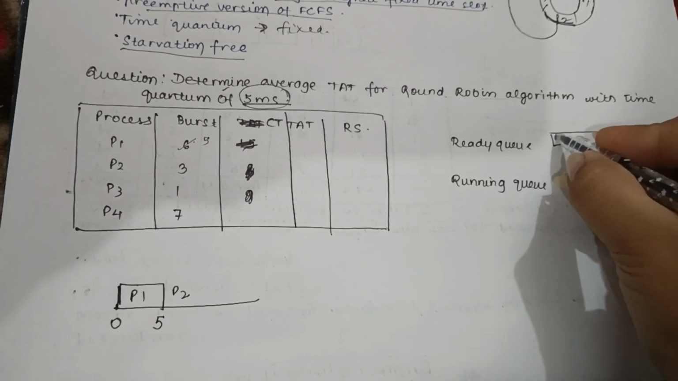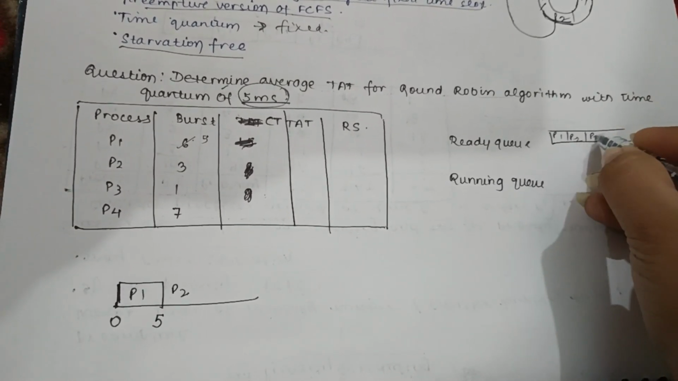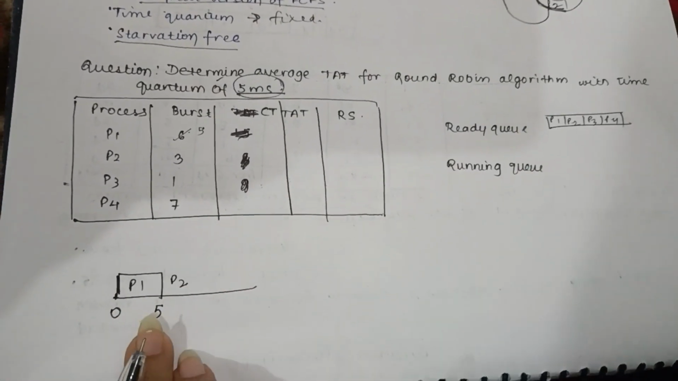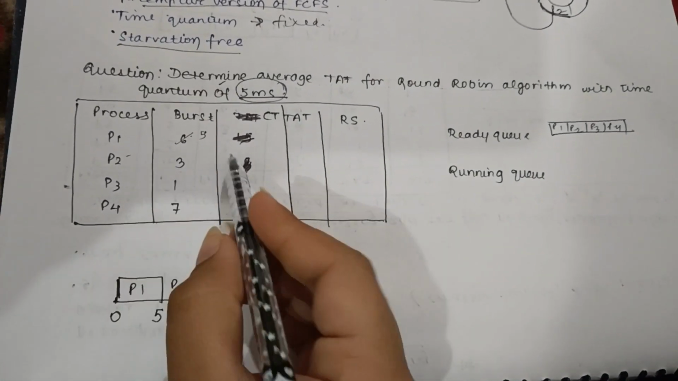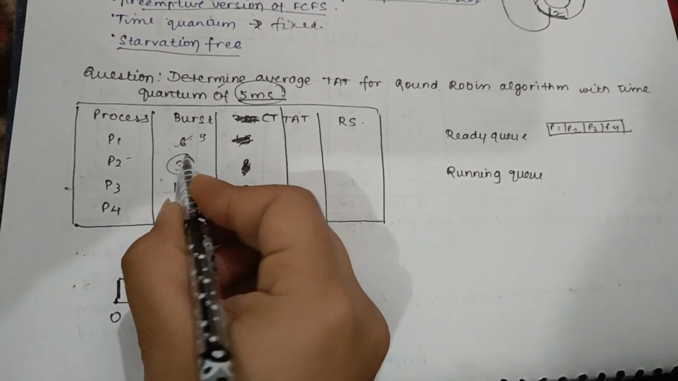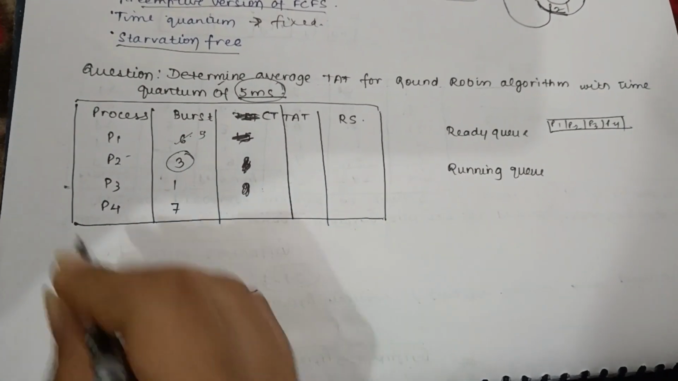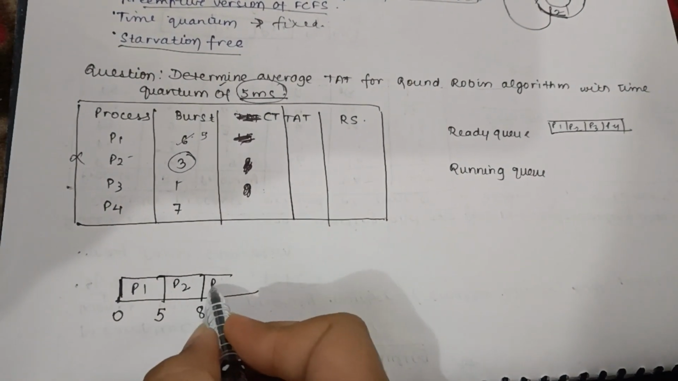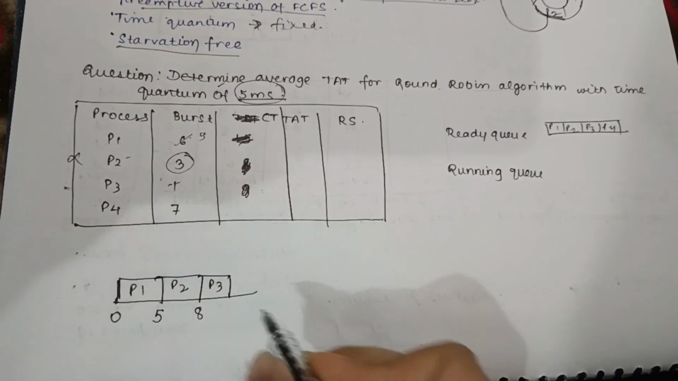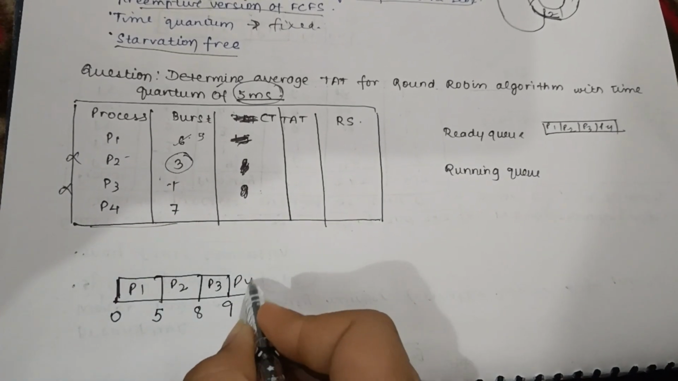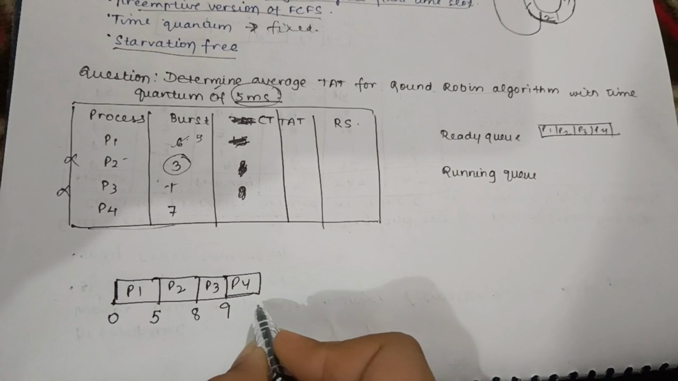For example, we have P1, P2, P3 and P4. Once we are making the running queue, now P2 would be executed for 5 seconds, but it only needs 3 units of time, so it would be completed by 8. So this is out of the queue. And then we have P3 that also needs only 1 unit of time, so it would also be completed. Then we have P4. P4 would take 5, it would go to 14.